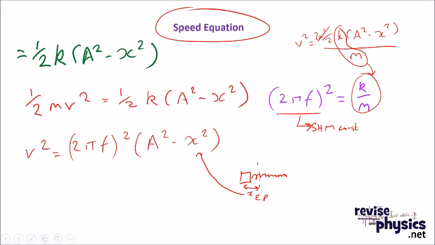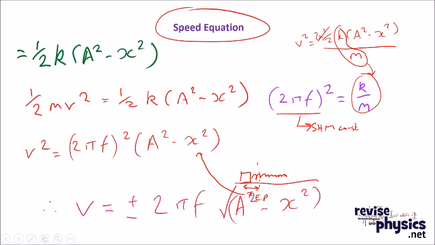As a result, we can just root everything to get an equation for the velocity. The velocity of my oscillating mass at a particular displacement from the equilibrium position x is equal to plus or minus 2 pi f root (A squared minus x squared). Why plus or minus? Well, it depends on whether it's to the left or the right of my equilibrium position.